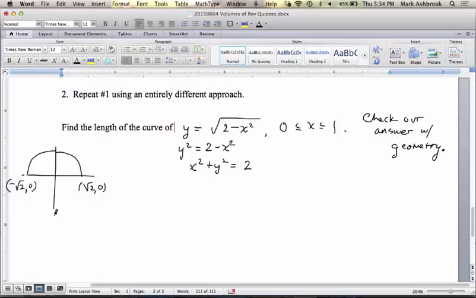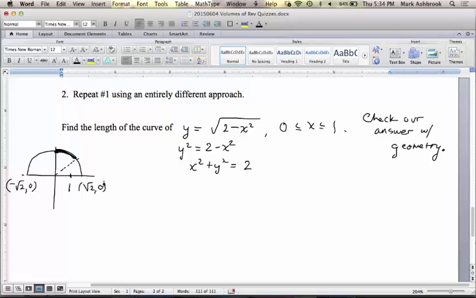No, not from negative radical 2 to radical 2. Because we're finding the length of the curve from x equals 0 to x equals 1, what part of this curve is that? First quadrant? Starting at 0, the top of the circle, right? And then going to 1. So what's special about 1 here for this circle? Where's that going to stop me? So how much of a circle will that be?